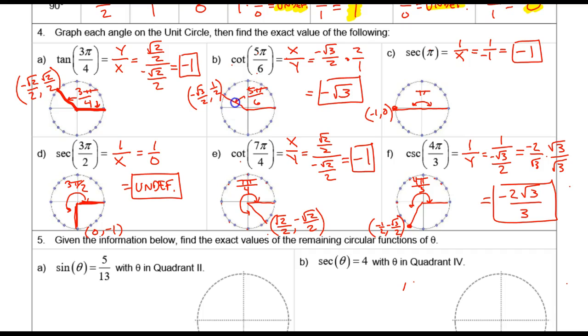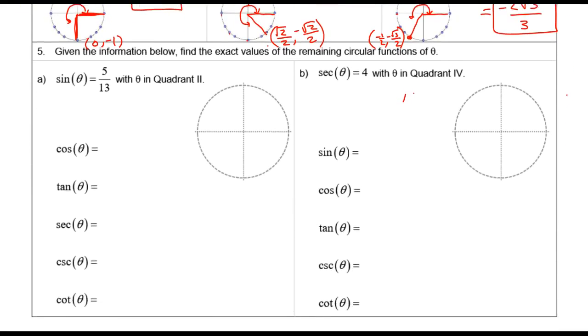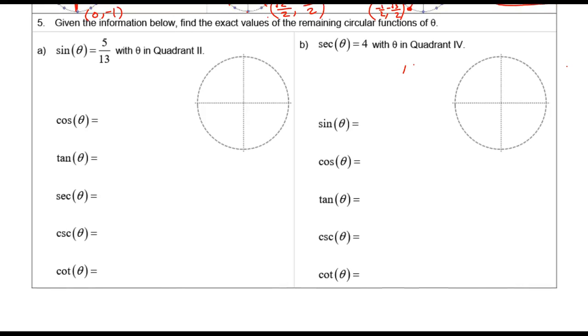Okay, let's move on here to our last example problem in this video, and that's going to be example 5. Example 5, we're given information below about an angle, and we're asked to find the exact values of the remaining circular functions of theta. We're going to approach this one differently than with a unit circle approach. This time we're going to approach it with a circle that might have a radius different than 1. So let's first look at this example.